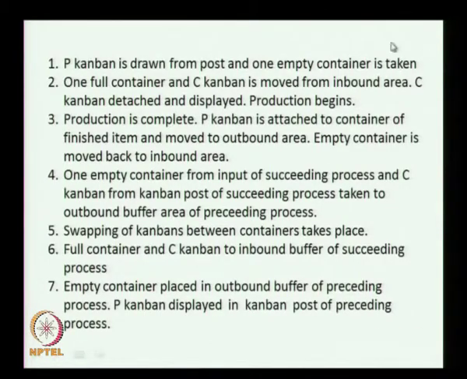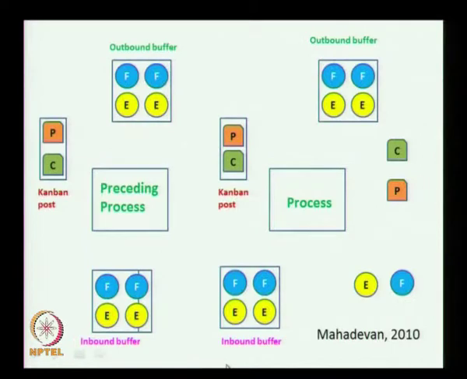So, therefore, at the end of this we can replicate this and say that this is pulling from this, and now here there will be empty containers and P Kanbans and this process will happen. Now, by that time, if there is a process to the right of this, then from that input buffer there will be an exchange with this output buffer. So, some empties will come here, some P Kanbans will come here, therefore, this process will also initiate production.